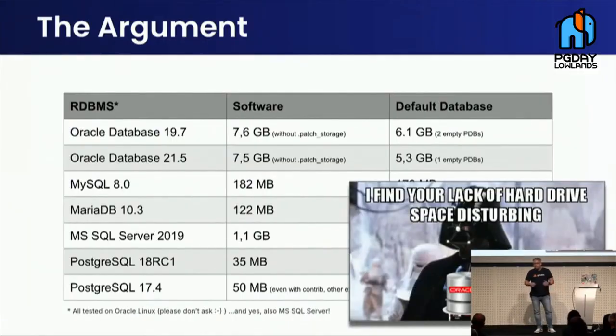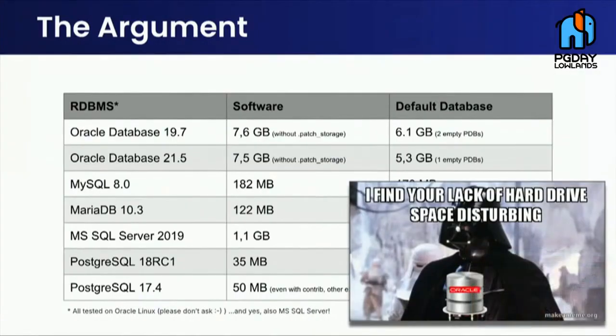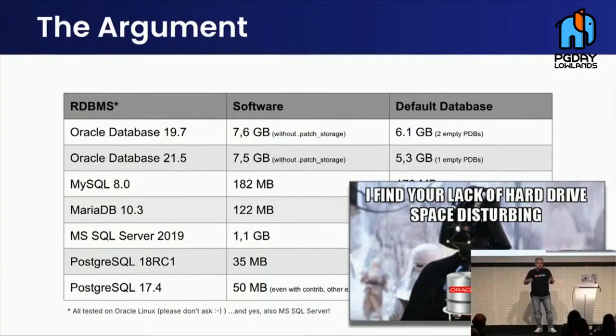To be honest, I was fair. I just emptied the patch storage cache, all the garbage lying around. Still, it is very fast. And this 6.1 gigabytes is an empty database. It's just creating an instance with an empty database. So altogether you have about 13 gigabytes without any data in the database, without any of your workload data.